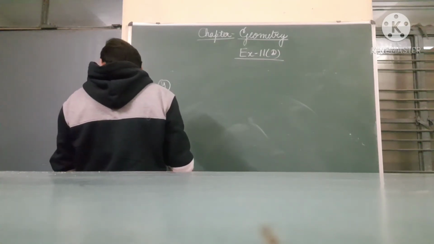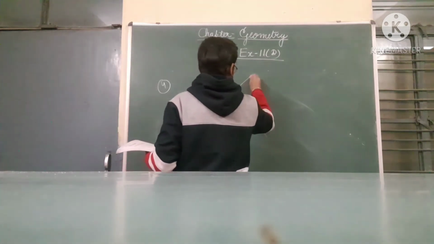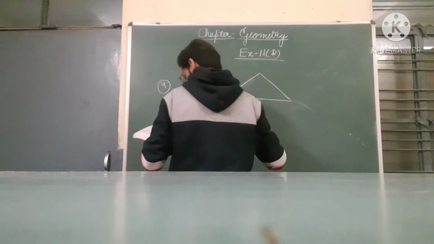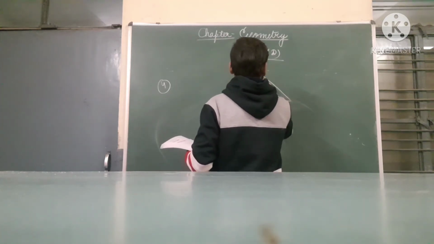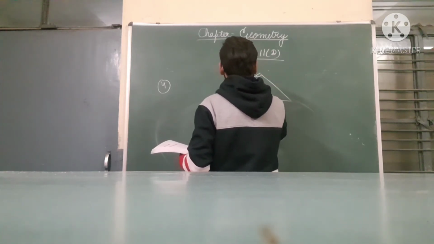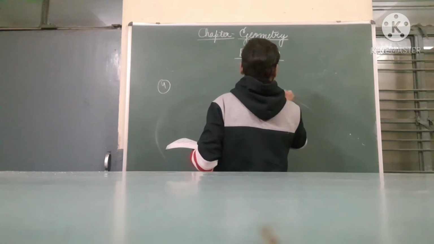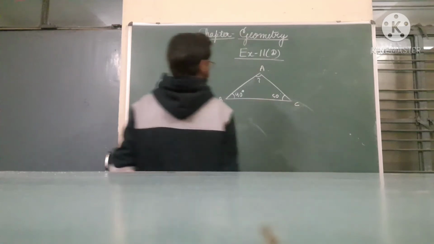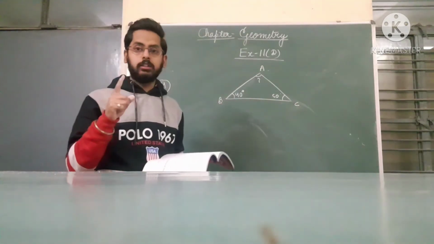Question number 4. Find the value of the unknown. I haven't told you this, but I am just telling you this question. You have to find this out. 40, 50, A, B, and C. I haven't told you that it is the angle sum property.